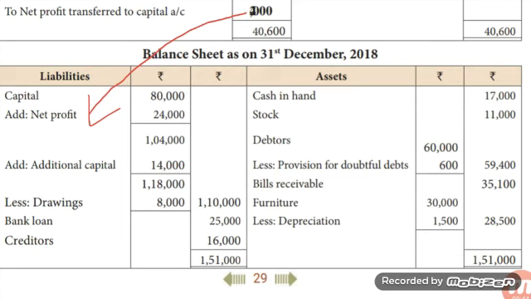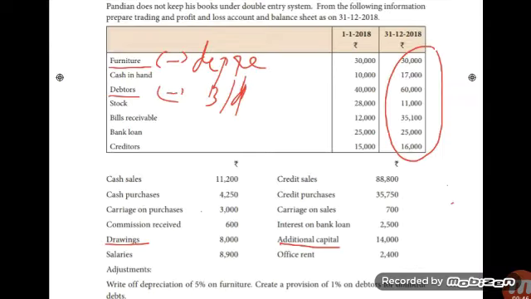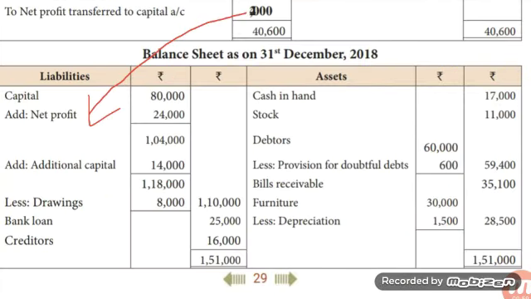Then add additional capital. Children, additional capital increases the capital. So you should add it to the capital. Okay. Then next, drawings. Children, drawings will decrease the capital, so you should deduct. Less drawings and write the amount in outer column. Okay, what is that calculation? Capital, add net profit, add additional capital, less drawings. Okay, find the total, you will get a tally balance.